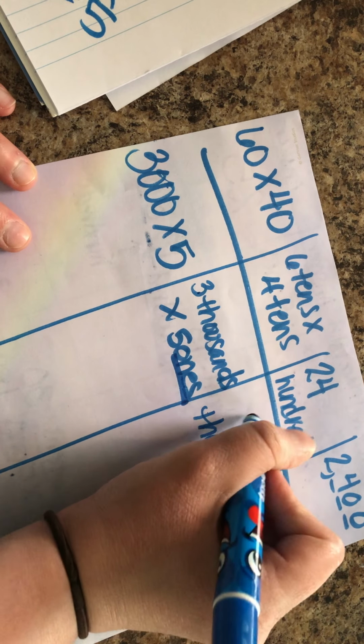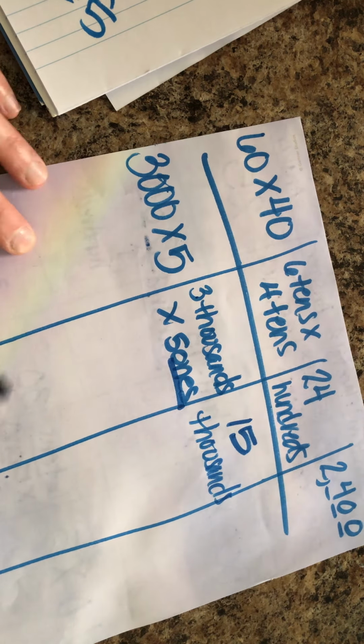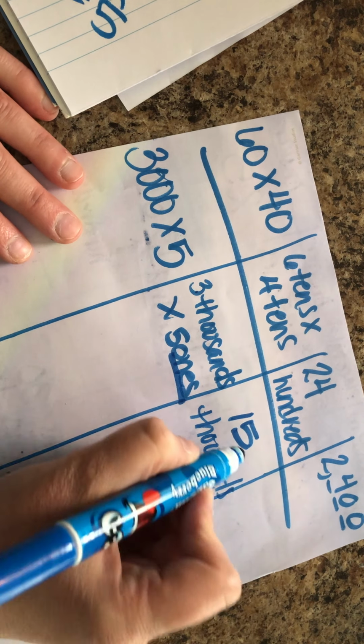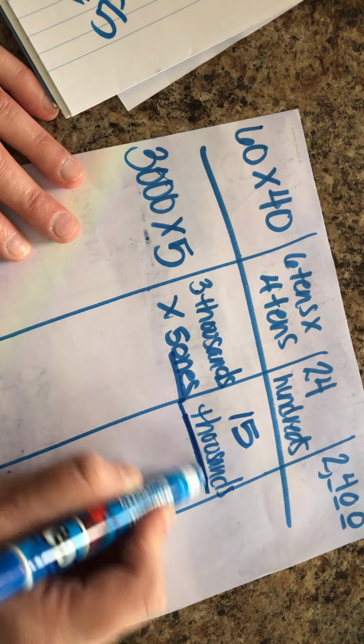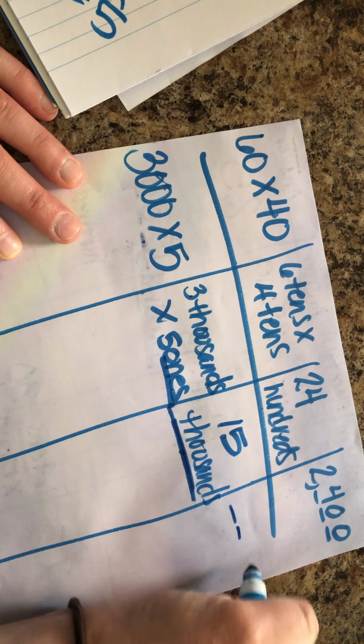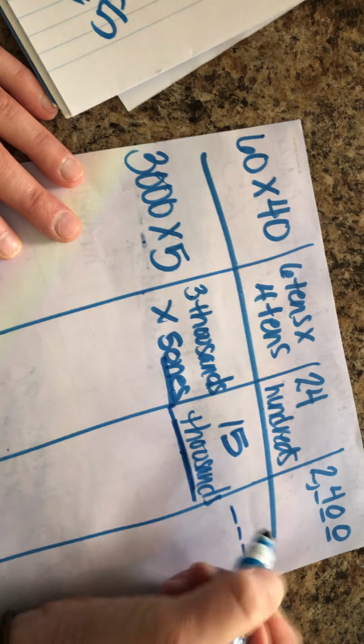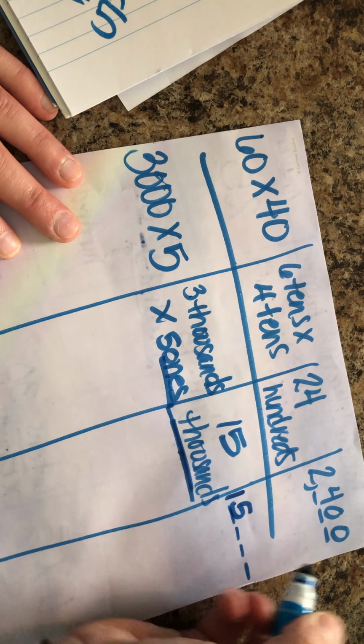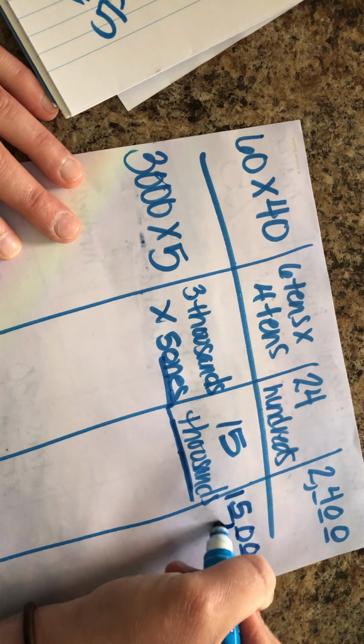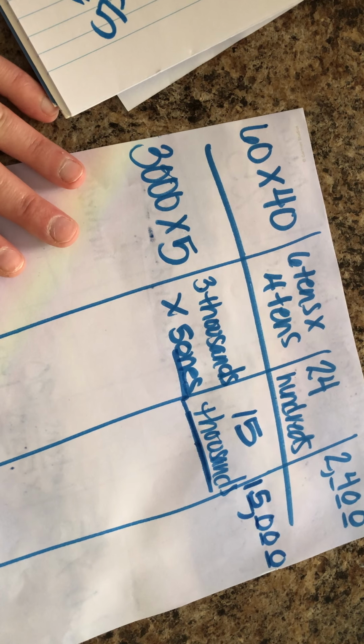So our answer, 3 times 5, is 15,000. How do I write 15,000? Well, I know this 5 has to be in the thousands place. So I'm going to make some lines here because I know this is ones, tens, hundreds, thousands. So I need my 1 before that. And it would be 15,000.